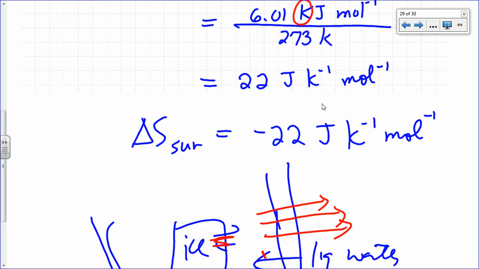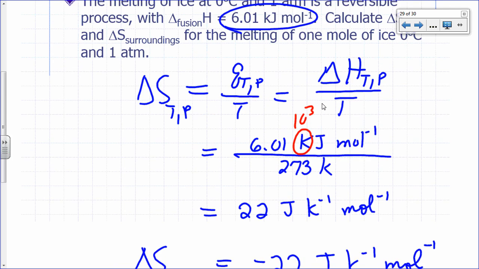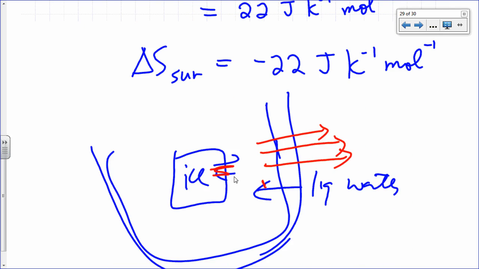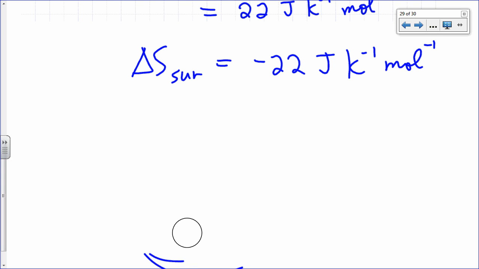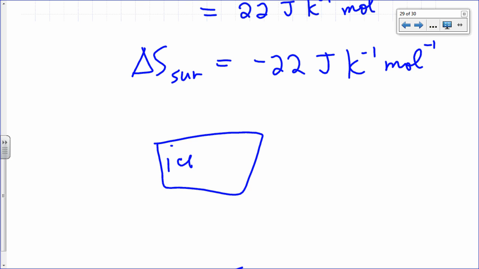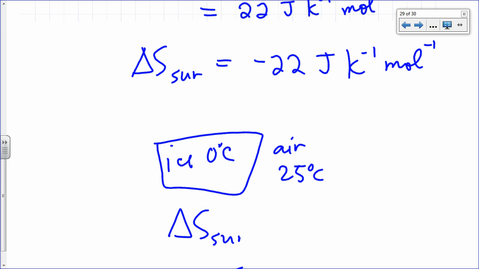All right. What would happen if I had, so I'm surrounding my ice with liquid water here at 0 degrees, okay? So my ice is at 0 degrees Celsius, and my liquid water is also at 0 degrees Celsius. What if my ice is only surrounded by air? Okay. So you have ice here at 0 degrees Celsius, and then you have air at, let's say, room temperature, 25 degrees Celsius. What do you think is going to be delta S for my surroundings?